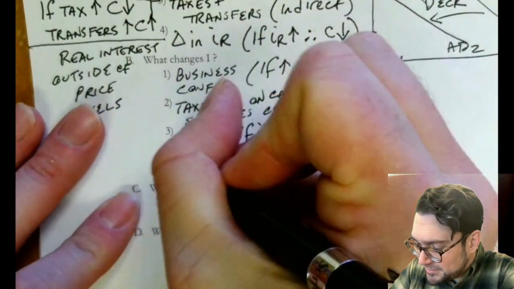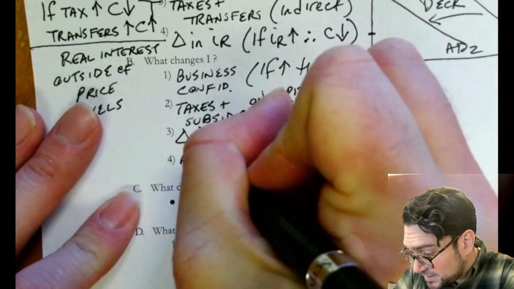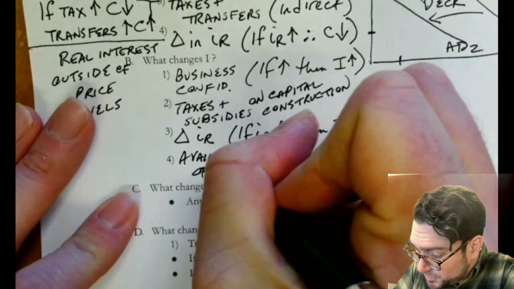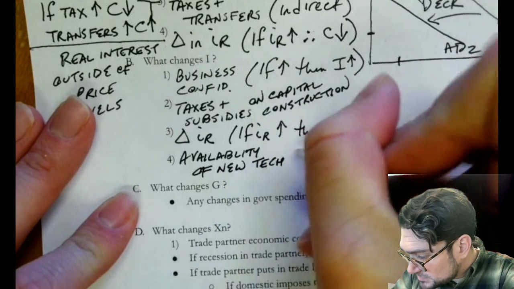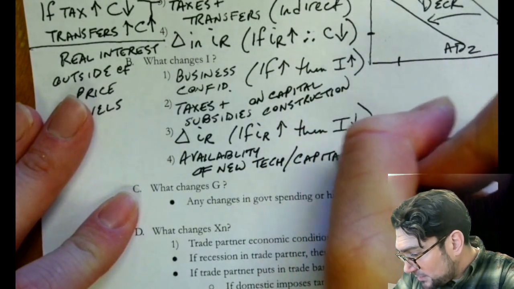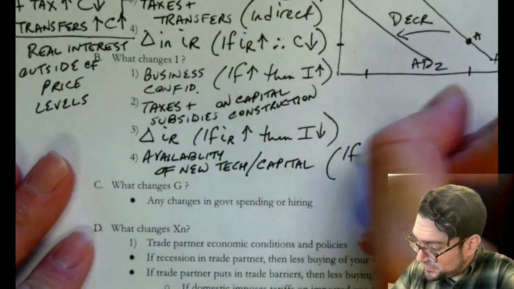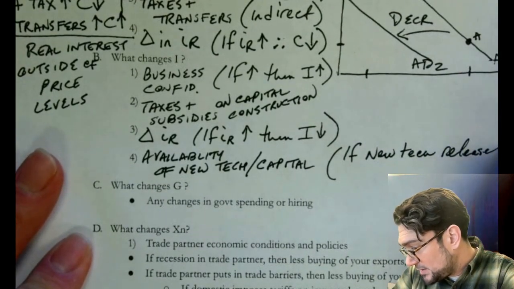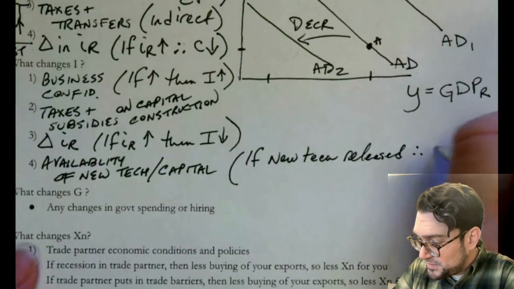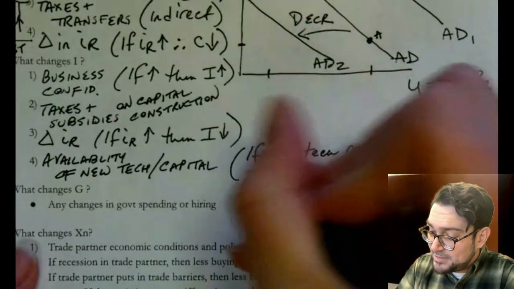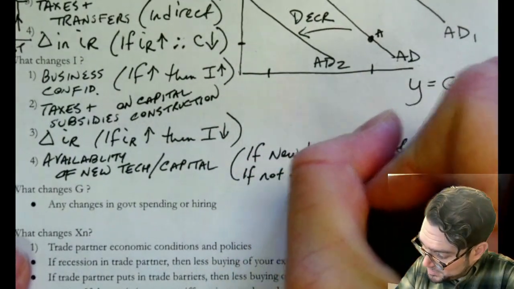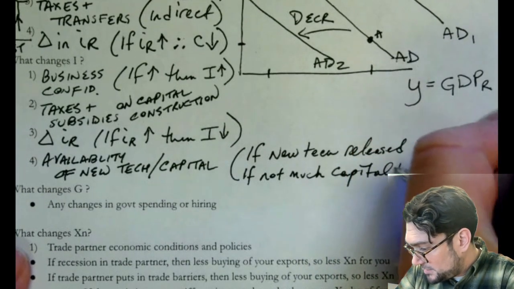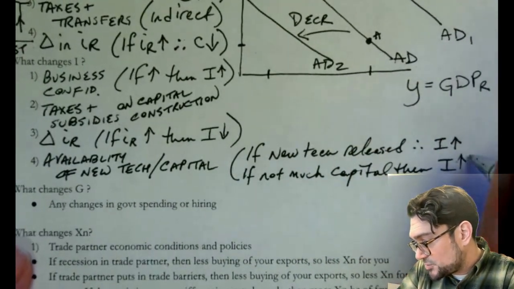And the last would be availability of new technology. I didn't spell that right. Availability of new tech or capital. And this is just saying that if there's a new tech released, like a new technology, we could say often investment spending will rise. Another way to say that would be if there's not much capital right now, then it can put pressure on investment spending to rise.